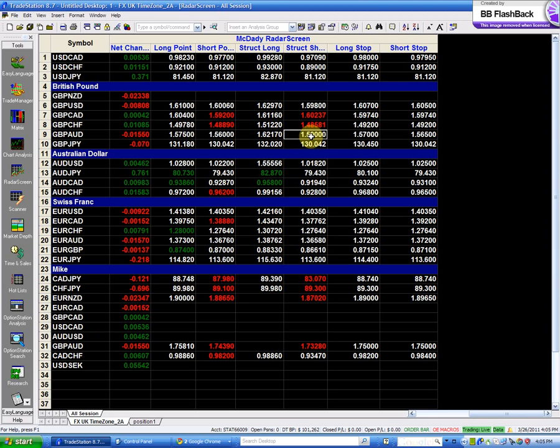The bias is to the downside, and we want to stay. The guys of you that have that position from the long term should stay with it and bring your stop down to the next structure, which is the 158.32. Okay, that is the pound Aussie.